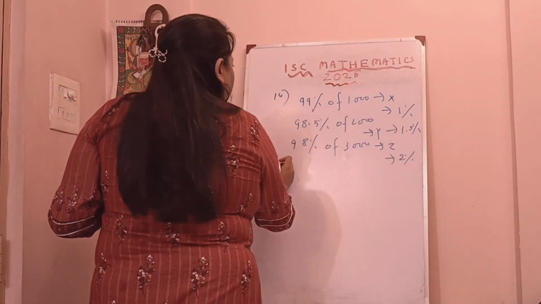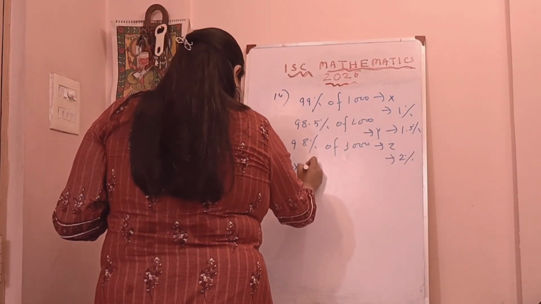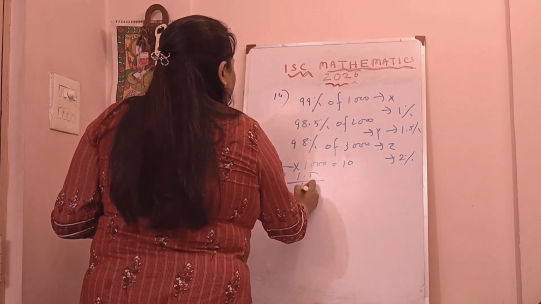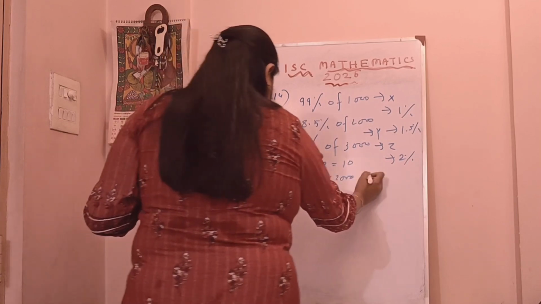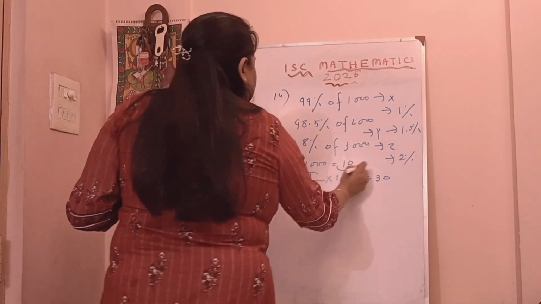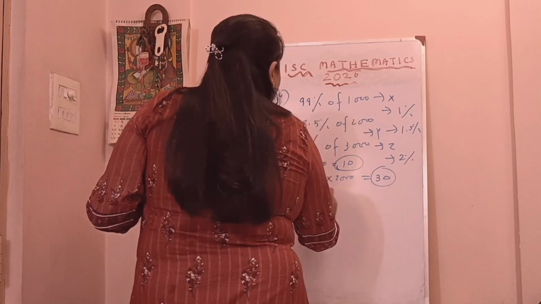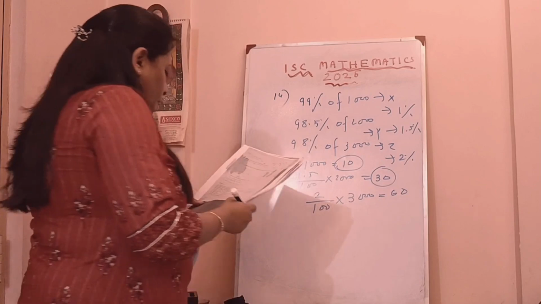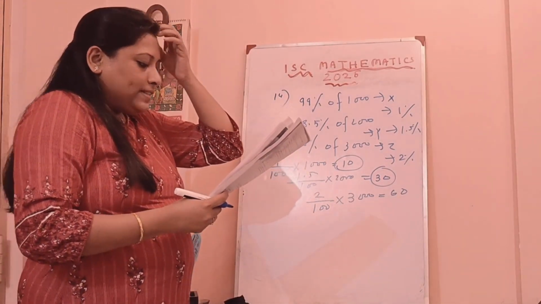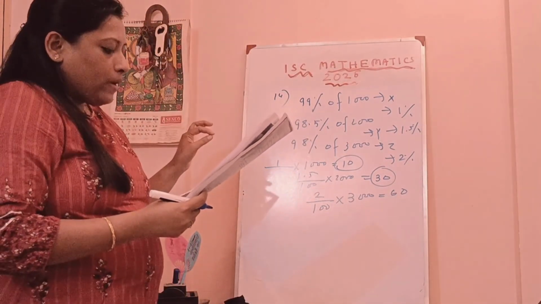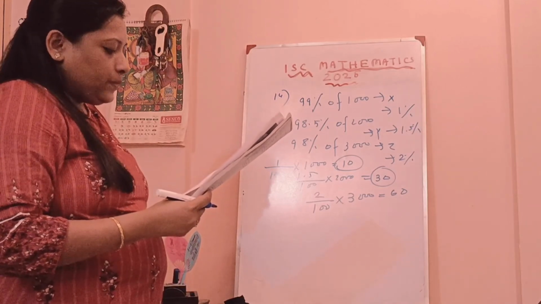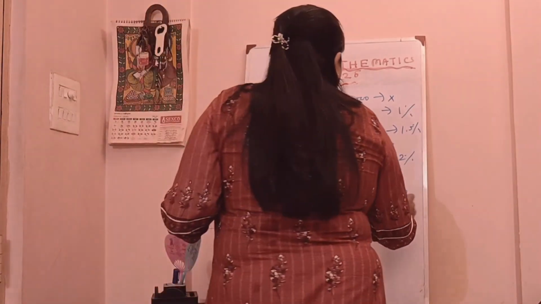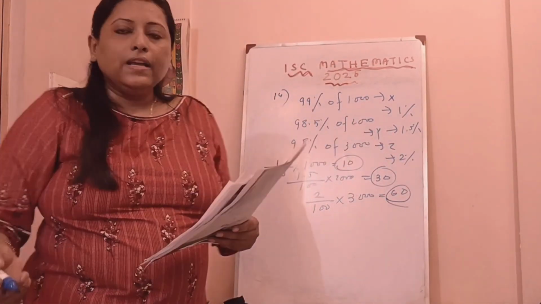So what is the value? 1% means 1 by 100 into 1,000 equals 10, and 1.5 by 100 into 2,000 equals 30, and 2%, 2 by 100 into 3,000 equals 60. So at the end of the conference, one participant goes missing from the conference room. What is the probability that the missing participant was placed under the security of agency X? Up to this I have done, so the rest of the things we will do the next day.